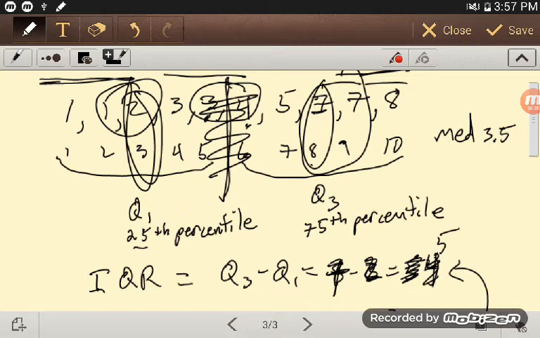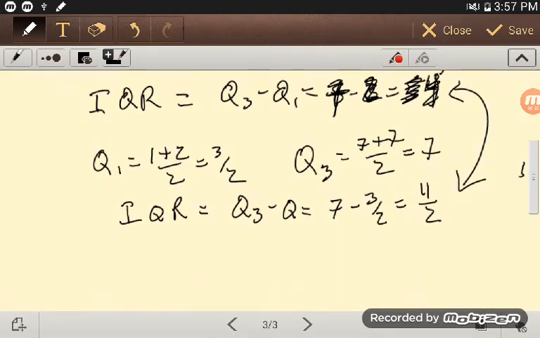I apologize. Q3 here was the 7. Q1 here was the 2. 7 minus 2 is 5. And then 7 minus 3 halves is 11 halves. So I did this one just fine, but I sure screwed up the first one.